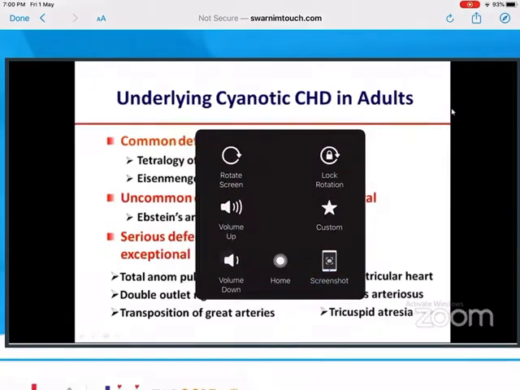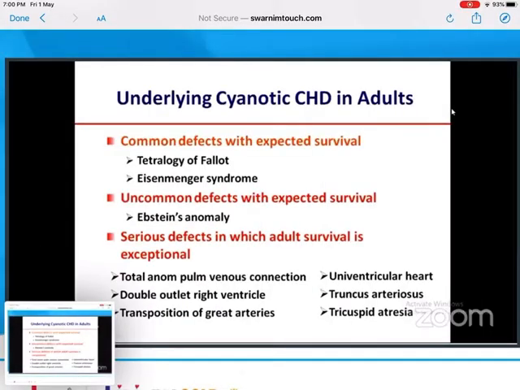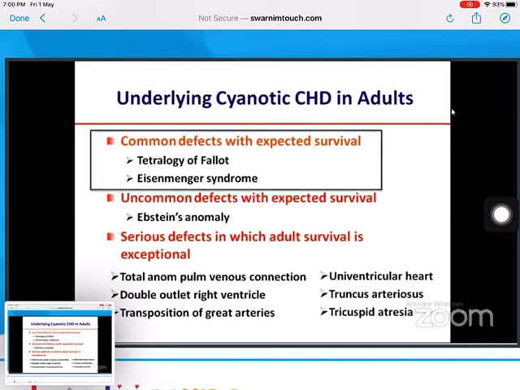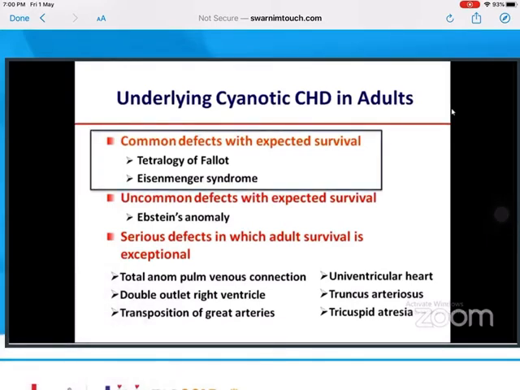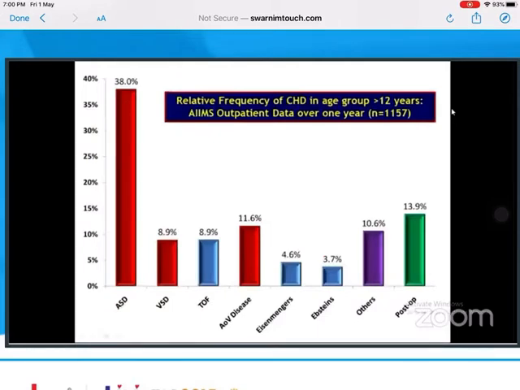Especially a condition like unobstructed total anomalous pulmonary venous connection, which sometimes just presents like a simple ASD with a little bit of cyanosis. So I think the common defects, as I said, are tetralogy and Eisenmenger. This is our data of older children more than 12 years of age, including all adults. And as you can see over here, of the cyanotics, we had tetralogy and Eisenmenger in a reasonable share of patients.